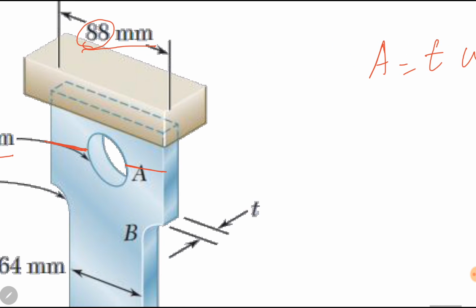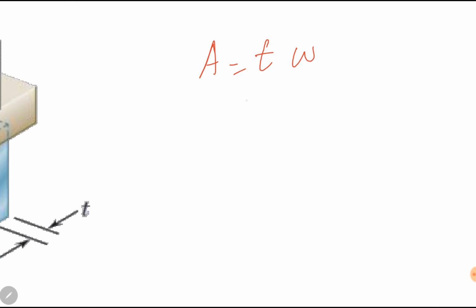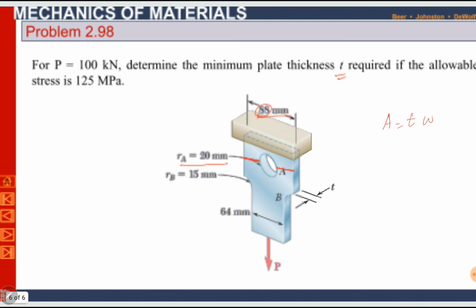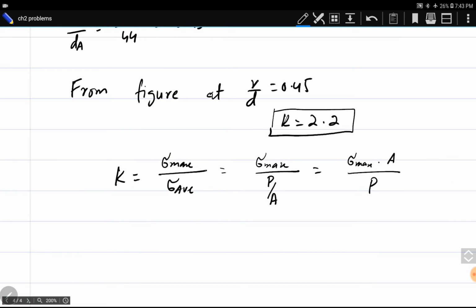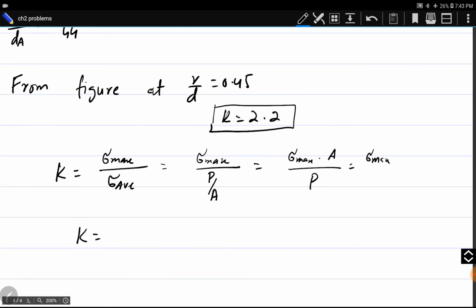So actually, if we subtract the diameter of the hole, capital D minus diameter of the hole, so D minus 2r is actually small d, which we have already calculated. So area is thickness into small d. So we put it here, K is equal to sigma maximum into thickness into small d divided by load.